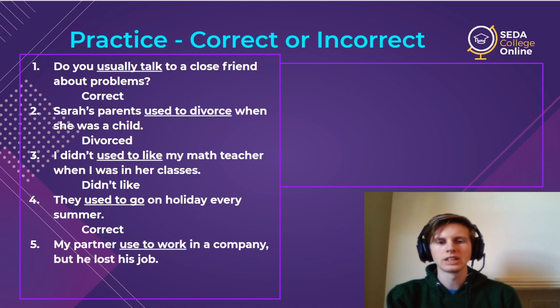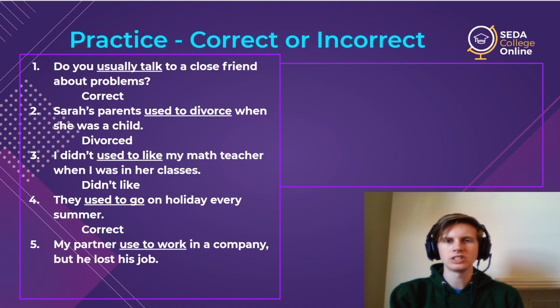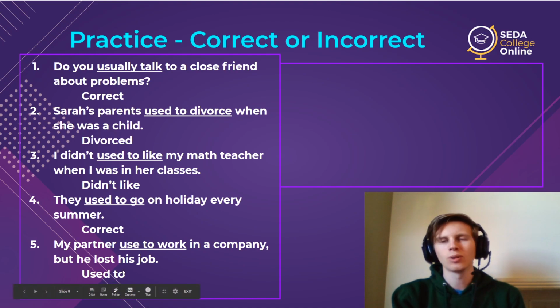All right. Number 5. My partner used to work in a company, but he lost his job. This one's a very small thing to think about. If you caught it, very good. We're just missing the D. It's always past tense. It's always "used to," because "used to" is always past tense, never present tense. So we need to add the D. That one's just kind of a grammar question.